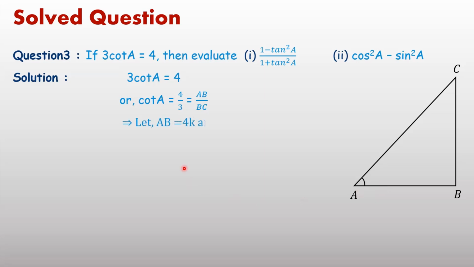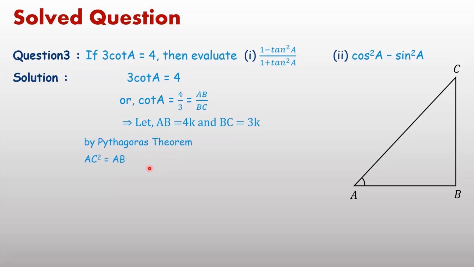Therefore, let AB be equal to 4k and BC equal to 3k. We cannot write AB equal to 4 because here 4 and 3 represent the ratio of AB and BC. It is not the actual measurement of AB and BC. Therefore, AB is a multiple of 4 and BC is a multiple of 3. So AB equal to 4k and BC equal to 3k, where k is any real number.